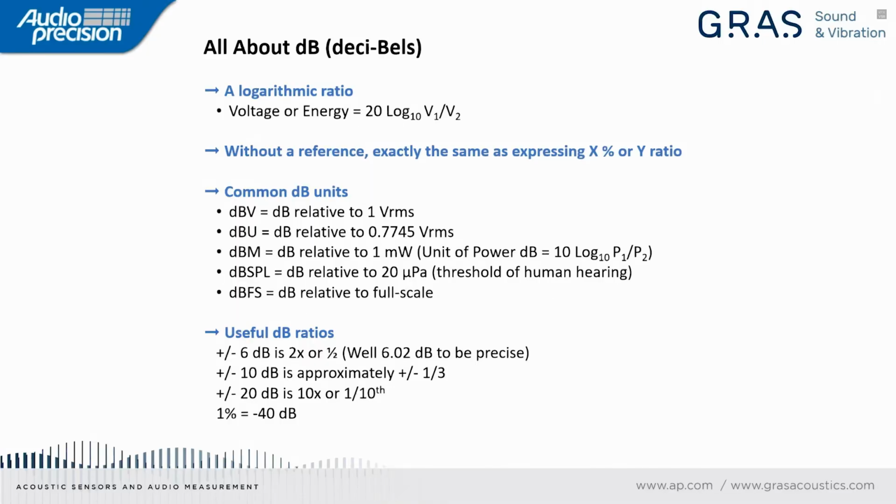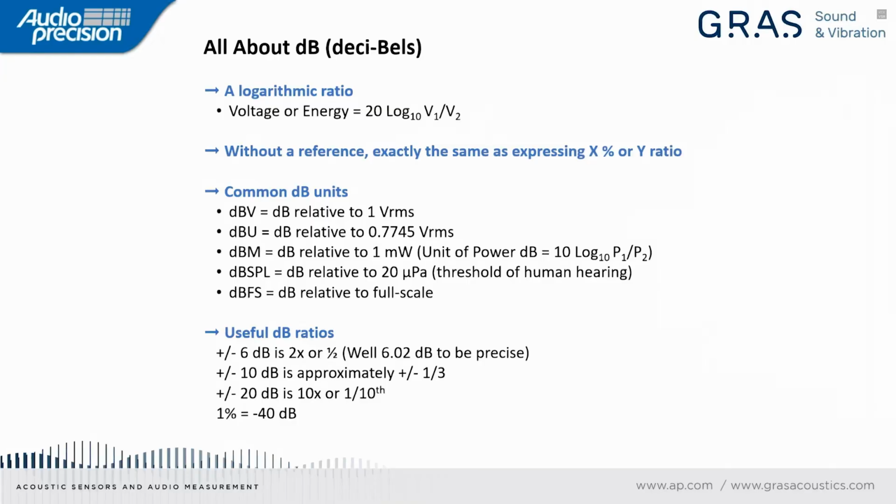Now, a few handy ratios to keep in mind when talking about dBs, so you can do some quick math in your mind: plus or minus 6 dB is double or half. So 6 dBV is 2 volts RMS. Now, this is a logarithmic ratio, so to be really precise, it's 6.02 dB is doubling or half. 10 dB is approximately a third. And 20 dB is 10 times. So 1% is minus 40 dB.